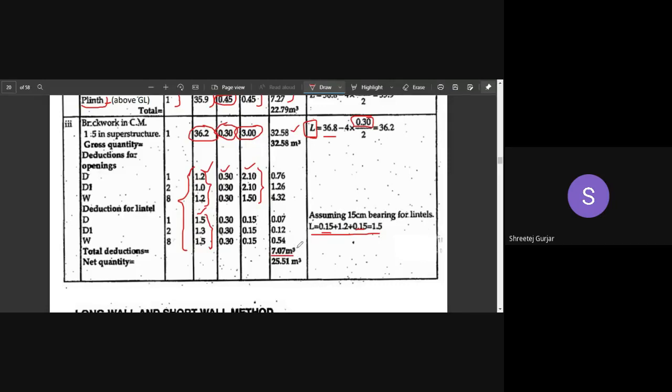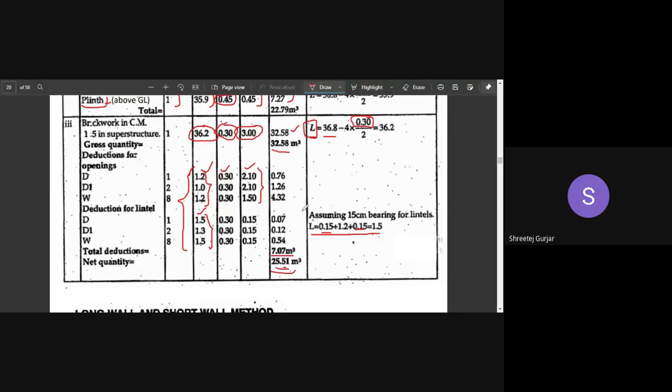From 32.58 you deduct 7.07, and you get the net quantity of brickwork, that is 25.51. 25.51 is the net quantity of brickwork in superstructure. So I hope this is clear.